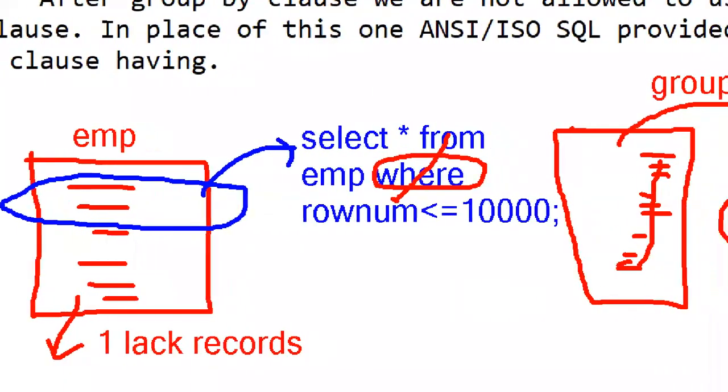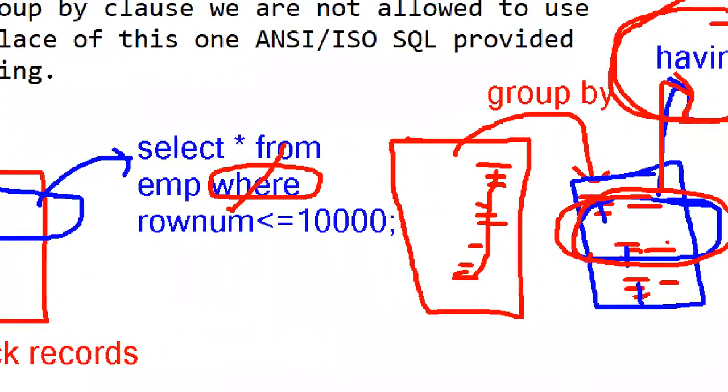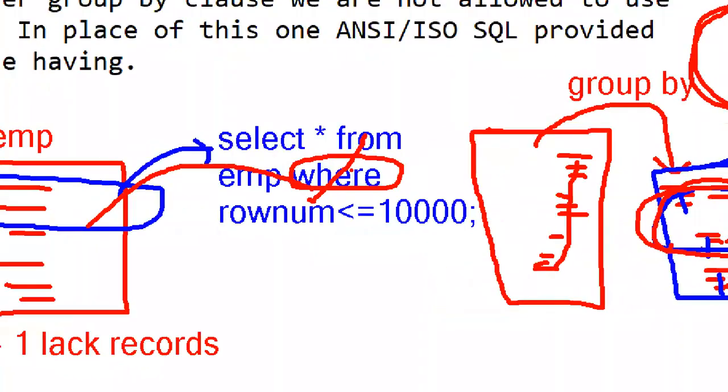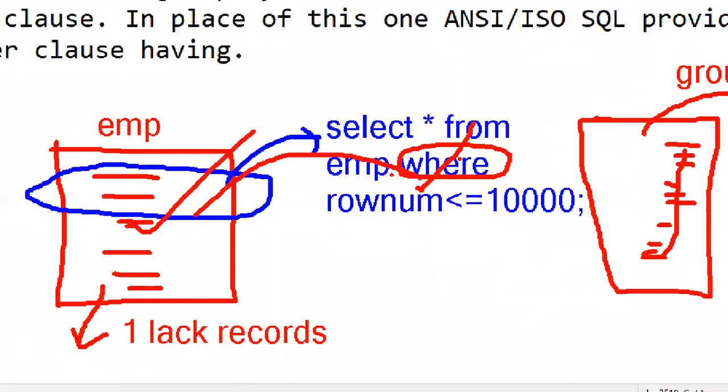But observe here, based on this diagram, it is easily understandable. Before group by, can we use where clause? Yes. But unfortunately, that where clause only restricts the rows in a table, not groups. Suppose we write where count star is greater than 3, it won't work. Why? Because it always restricts the rows in a table.